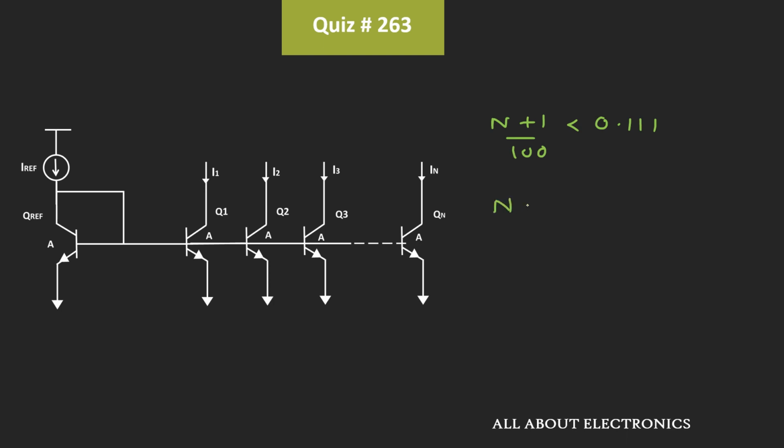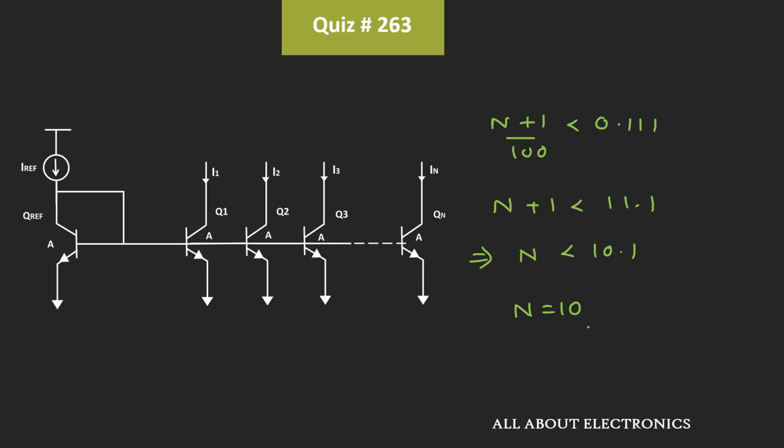That means N plus 1 should be less than 11.1. Or we can say that the value of N should be less than 10.1. That means if the value of N is equal to 10, in that case the error in the output current will be less than 10%.